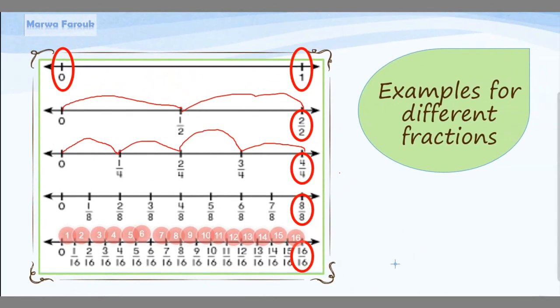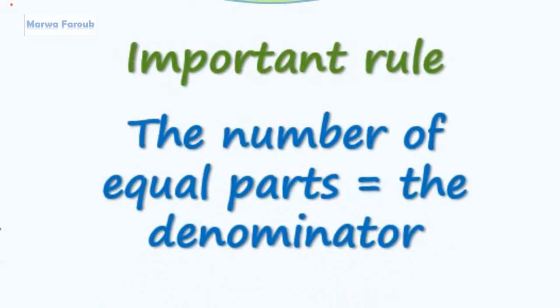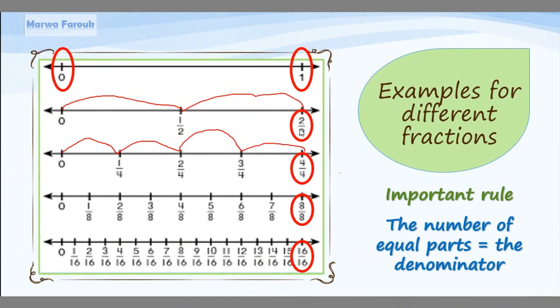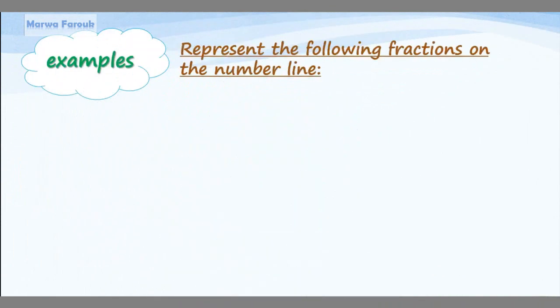So the denominator tells us how many parts I will divide my number line. Now it's our turn to know a very important rule, which says that the number of equal parts equals the denominator. Here, the denominator is 2, so we have 2 equal parts. Here, the denominator is 4, so we have 4 equal parts, and so on.